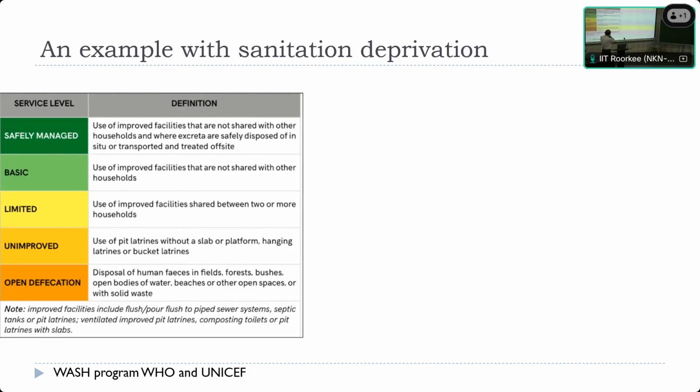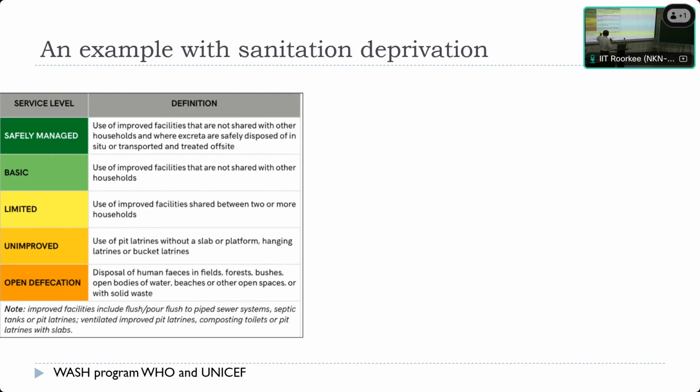So suppose we have these 5 different categories. So we have safely managed. We know this is the best option and we should have that ideally. Then we have basic, then you have limited, unimproved, and open defecation. So we know somehow the order. This is the order I have taken from the WASH program itself. They're color coded. Green, they are considered better. I'm just assuming that the dark green is the safest option. Otherwise, all 4 of them reflect some level of deprivation.